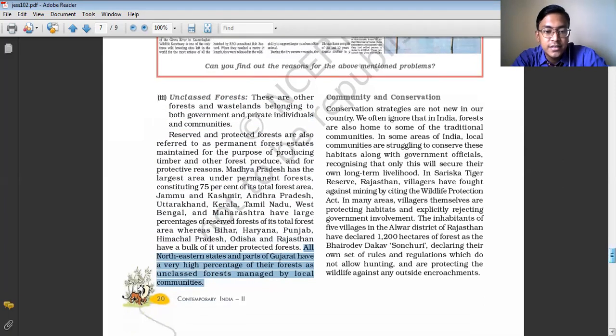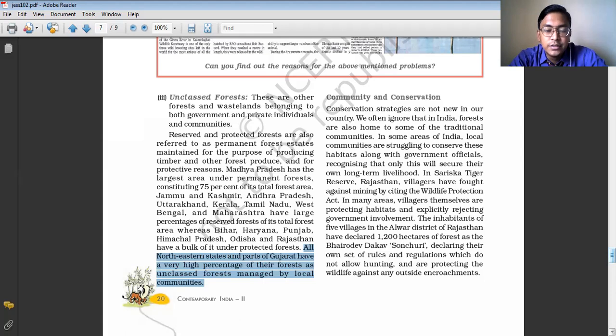Basically, in the state of Gujarat and in the northeastern states, especially Arunachal Pradesh, Nagaland, Manipur, Mizoram and so on, the forests are classified as unclassed forest. Why are they classified as unclassed forest? Because these forests are being managed by certain communities, basically the tribal people living in these northeastern states. They are the ones who look after the forest cover, so they are considered unclassed forest.